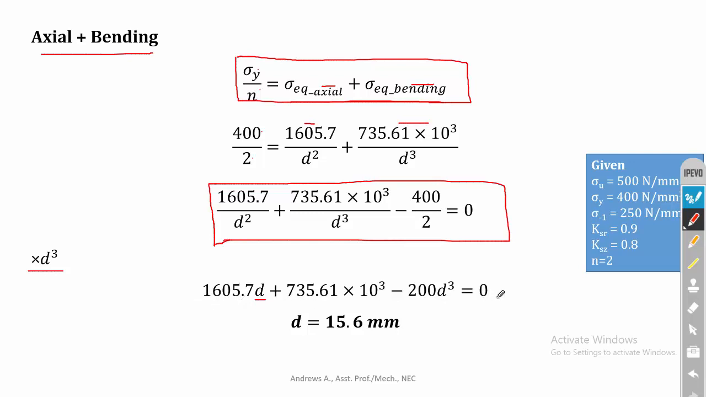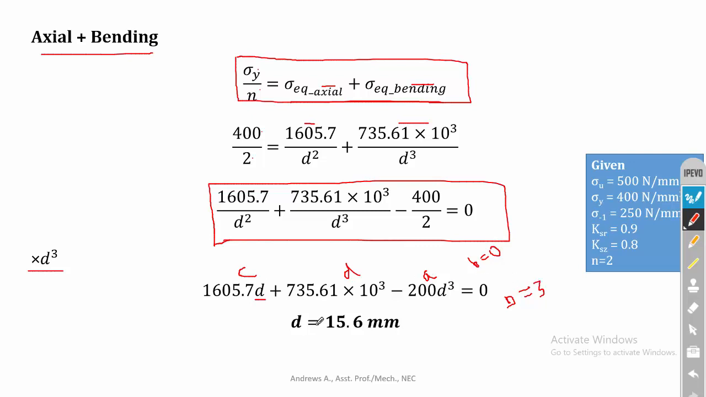So now this is the equation. You can solve this equation using your calculator. In the calculator, go to equation mode and the degree is 3. In the calculator, this is the a value since it is d cube. And there is no d square, so b is equal to 0, and this is the c, and here it is d, that is equal to 0.